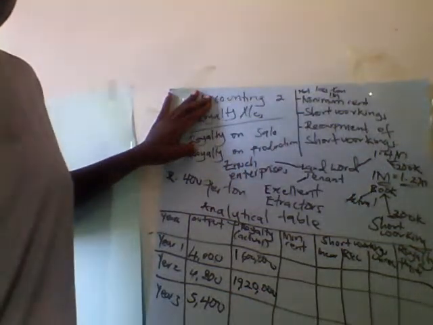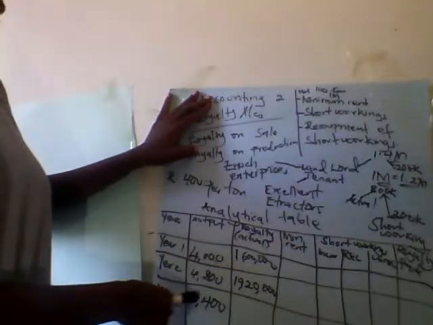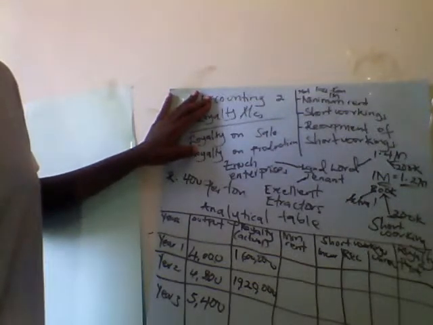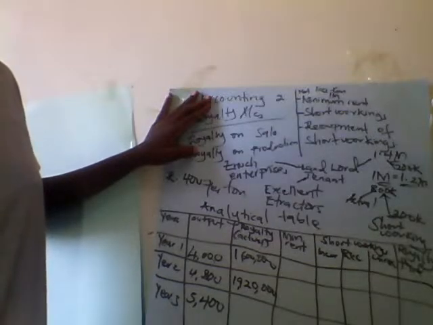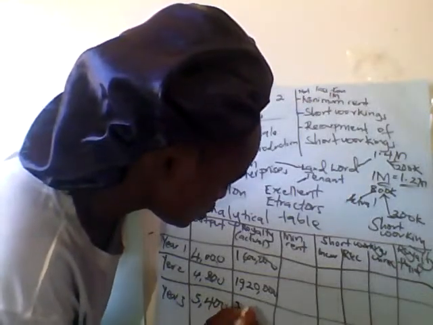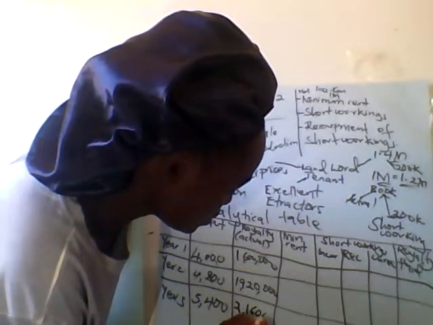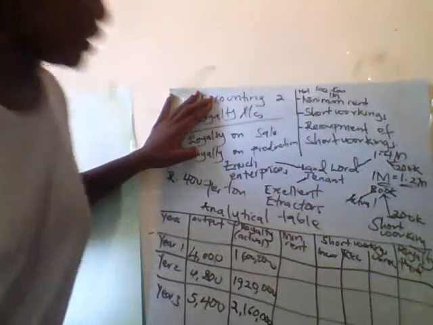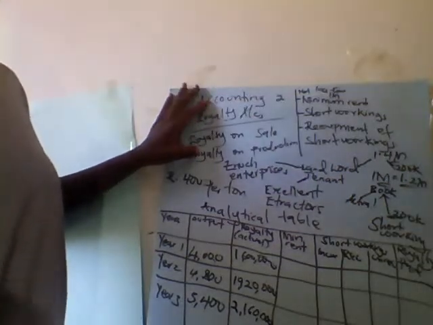You can also be doing with me. Then 5,400 times 400, which is 2,160, like that.